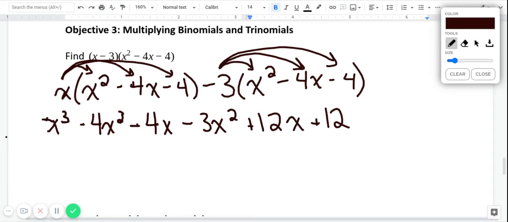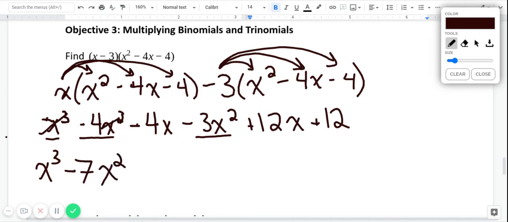So let's see. How many x cubed terms do I have? I only have the one. Okay, so I'll write x cubed right here. Now I'm going to go ahead and cross this off, just so I know that I've accounted for it. And now our x squared terms. We have one right here and one right here. That's a negative 4x squared minus 3x squared. So that means we have a total of negative 7x squared. So I've accounted for that one.